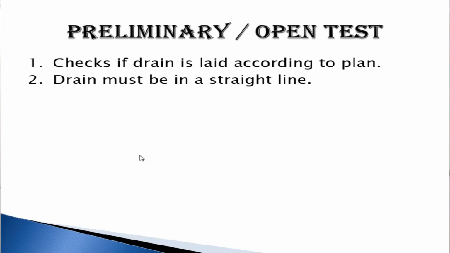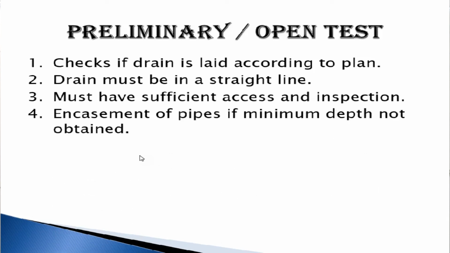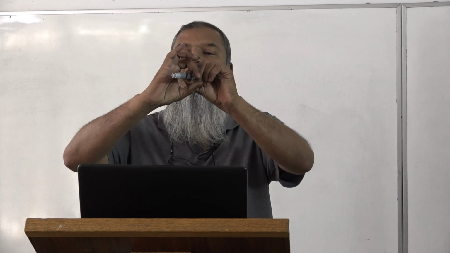If it's done correctly, you have sufficient access and inspection. All pipes are encased if they do not meet the minimum depth. Now in South Africa, your minimum depth for your pipe is 500 millimeters. So all your sewage pipe must be a minimum of 500 millimeters below the ground before it's encased. If anything is less than 500 millimeters, we have to encase it in concrete, which means we have to place concrete over the pipe. So for example, this here is the pipe. We encase it in concrete, so anything that hits it will not damage the pipe.